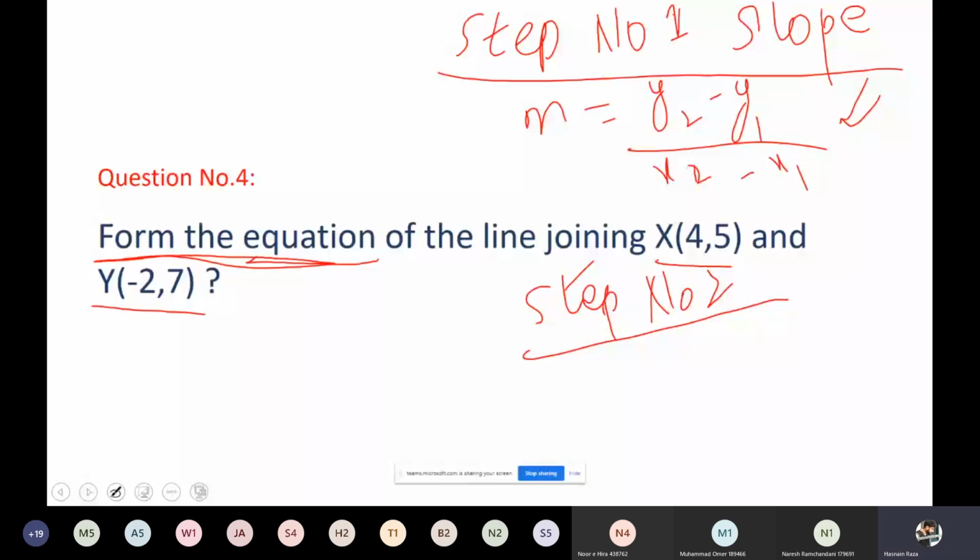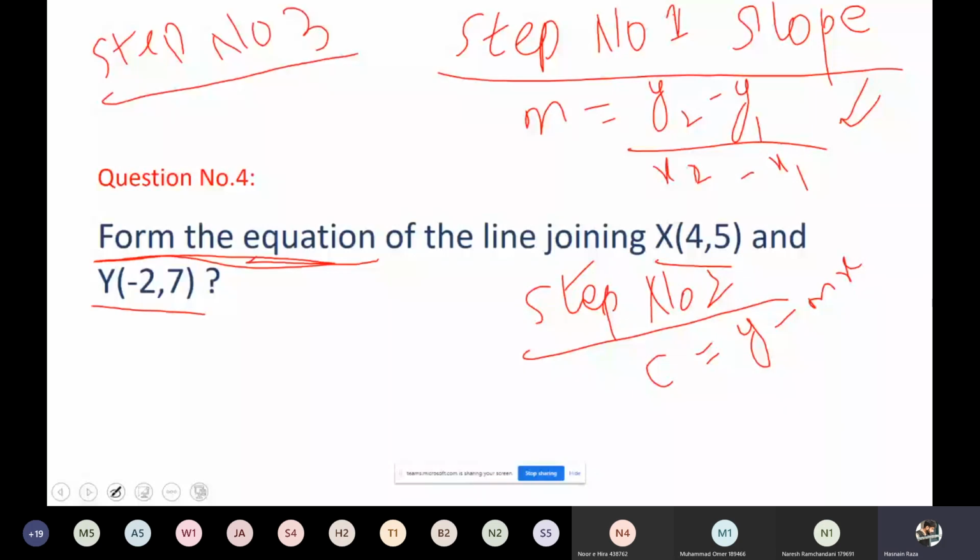So c equals y minus mx, where m is the slope, and y and x are the coordinates of any one point. Step number 3, I'm writing it here. Step number 3 doesn't ask us to find something, but it asks us to put the values of m and c in this equation, y equals mx plus c. Is it okay? Now, these 3 steps are clearly defined in the next slide.